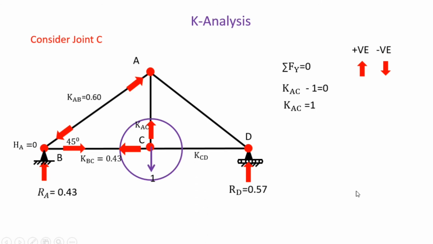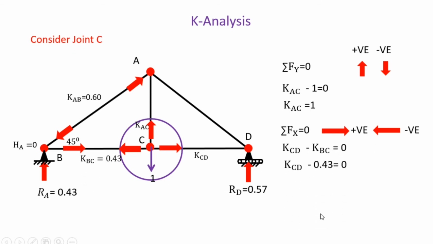Then the next force is KCD. Assume the direction of that force is away from the joint, and this force is horizontal. So here we apply sigma Fx is equal to 0. Towards right is a plus and towards left is a minus. Here KCD is toward the right, that is why it is a plus, and KBC is towards the left, that is why it is a minus. We know the value of KBC is 0.43, so put KBC as 0.43. So we got KCD is equal to 0.43.